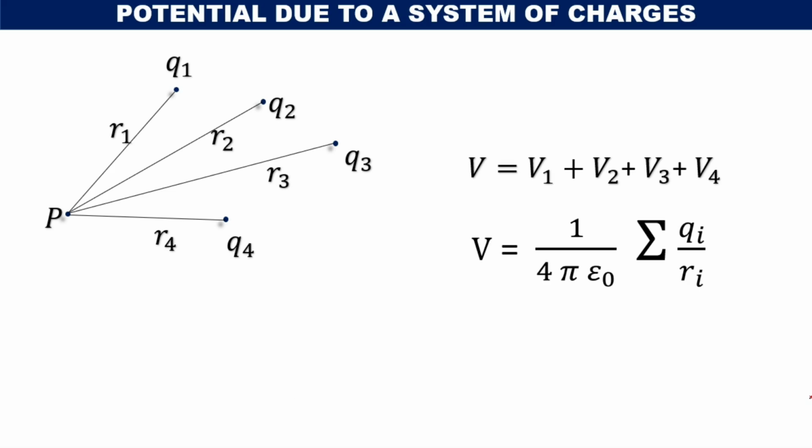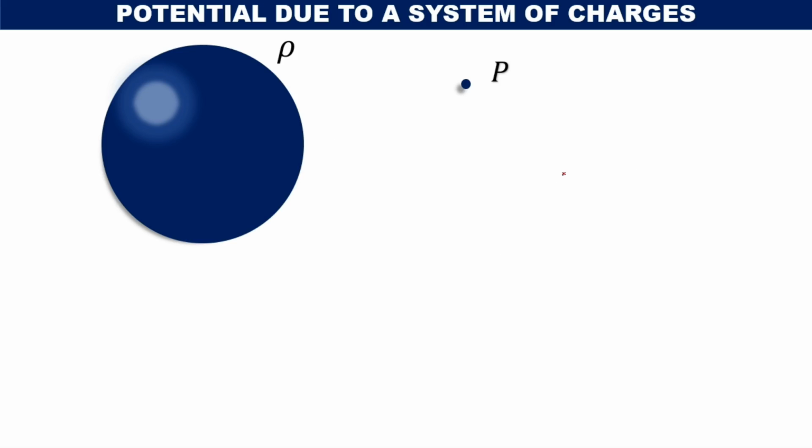For mathematical convenience, we can write it as V is equal to 1 by 4 pi epsilon naught into summation of Qi divided by Ri. Qi is representing the ith charge, where Ri is representing the distance of the ith charge from the given point. In the previous example, we observed different point charges. That means we can exactly identify the position of a given charge. Let it be Q1, Q2, whatever.